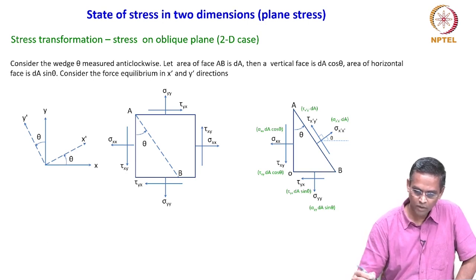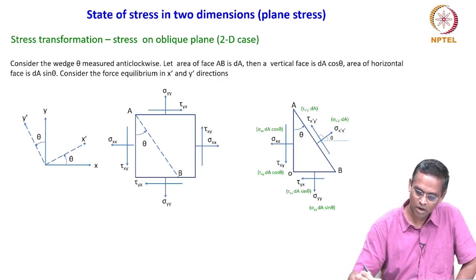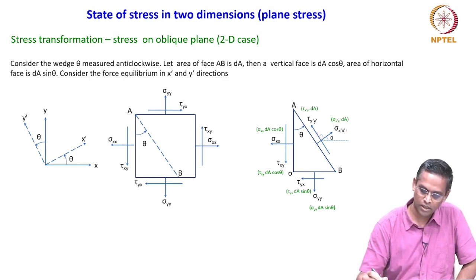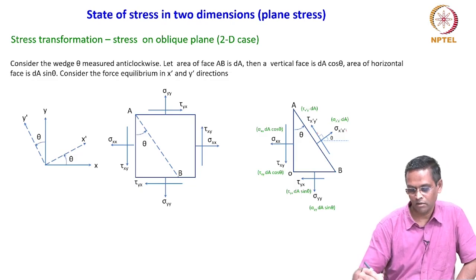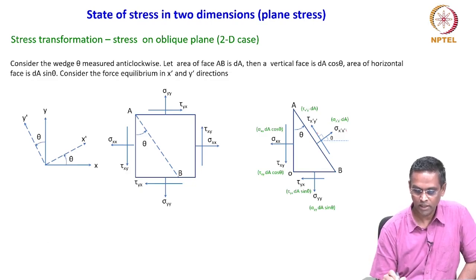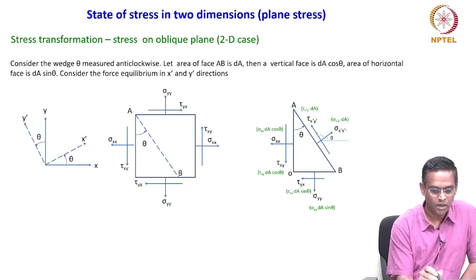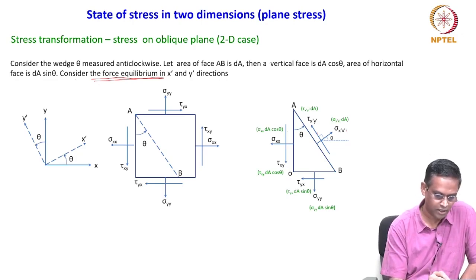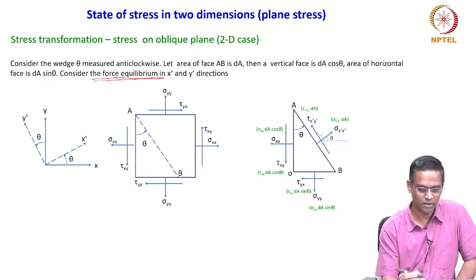So, what you are seeing here is a new face, and sigma x prime is the normal stress to this oblique plane, and this is a shear stress tau x prime y prime acting on it. The rest is all the same. The only thing is we are interested in looking at the force equilibrium in the x prime and y prime directions. So, we are looking at this direction and this direction after rotation, right.